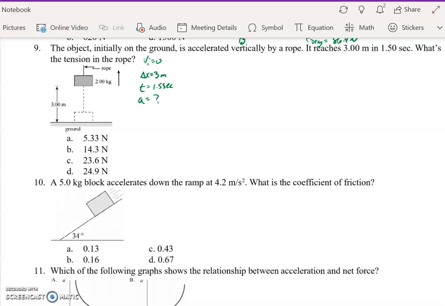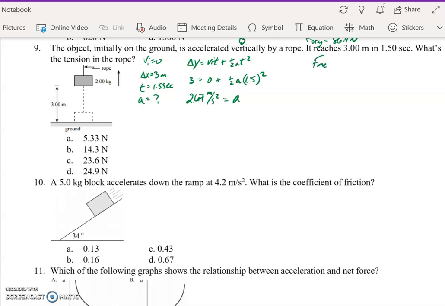So, the equation we can use is delta y or delta x equals vi t plus 1/2 at squared. So 3 meters up, starting from rest, 1.5 seconds squared. So for the acceleration you get 2.67.